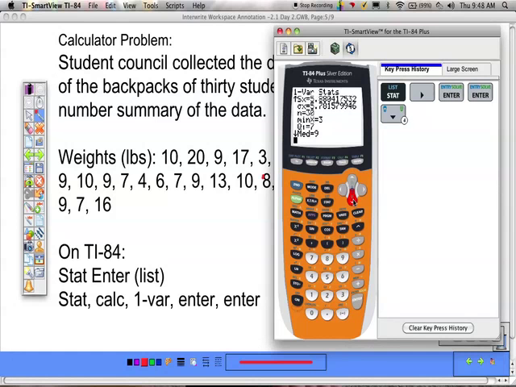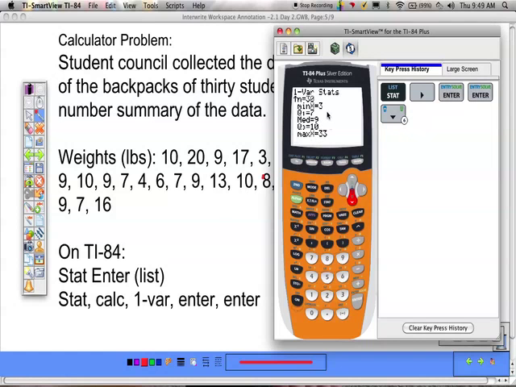The minimum is 3. Q1 is 7. The median is 9. Q3 is 10, and the max is 33. So instead of putting them all in order and figuring out the five-number summary, now you can type them into your calculator by entering them into a list, calculating the one variable statistics, and then you get the five-number summary.